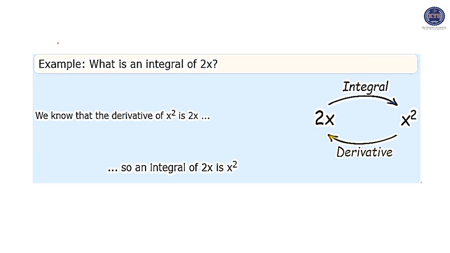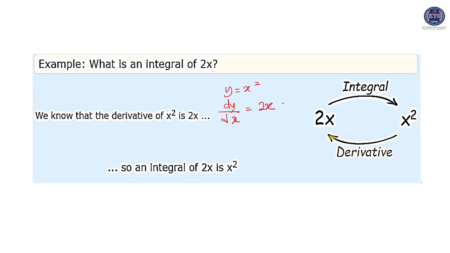What is the integral of 2x? Okay, what is the integral of 2x? And we know that the derivative of x squared is 2x. Remember, when you have y equal to x squared, therefore dy over dx equals 2x. Bring down the power, minus 1. So 2 minus 1 is 1. So that is why you have 2x.